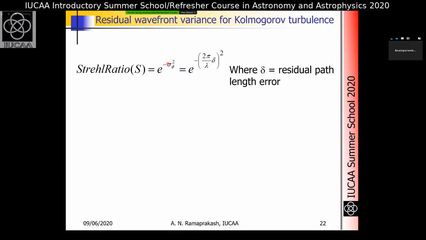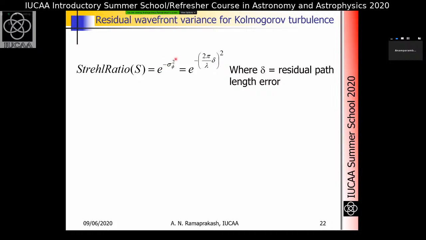And what is sigma phi? Sigma phi is the residual RMS error in the wavefront, or delta times 2 pi by lambda, where delta is the residual path length error. So you take the path length through the atmosphere, averaged over an aperture, take the RMS deviation of the path length and square that, the mean square path length deviation, in either phase or path length units.